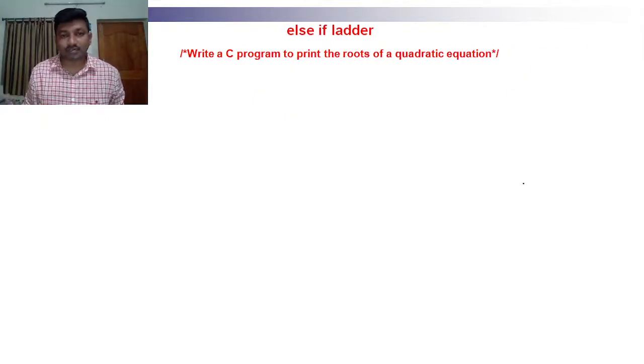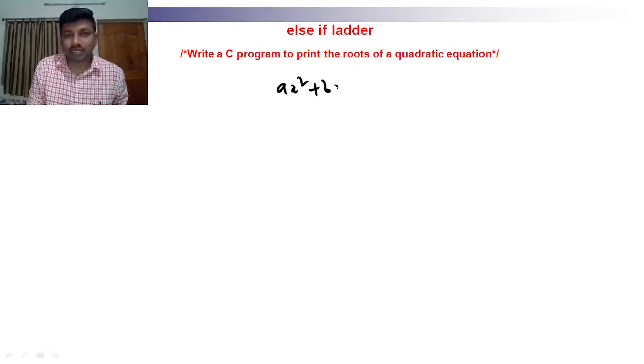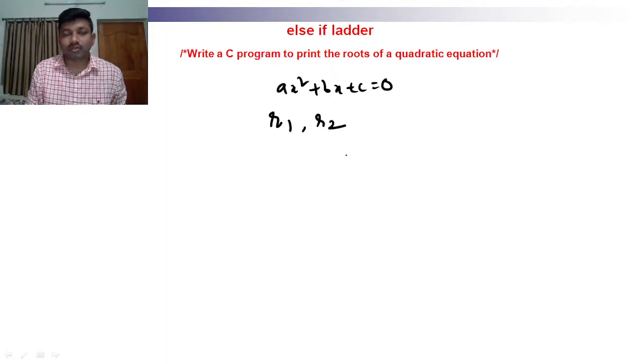So let me write one more program. That's an important program in the BTech course. How do you print the roots of a quadratic equation? Quadratic equation means we say ax square plus bx plus c is equal to 0. So how do you find the roots? Let r1 and r2 be the two roots. In mathematics, we calculate the determinant first. The determinant d is equal to b square minus 4ac, right?